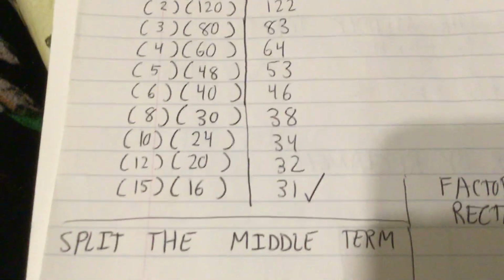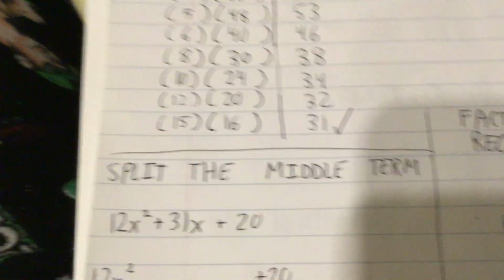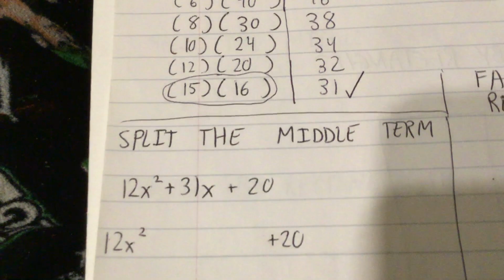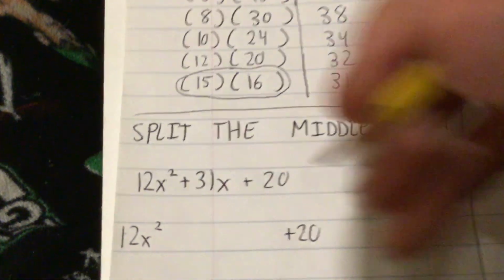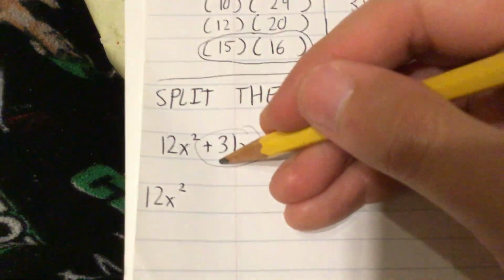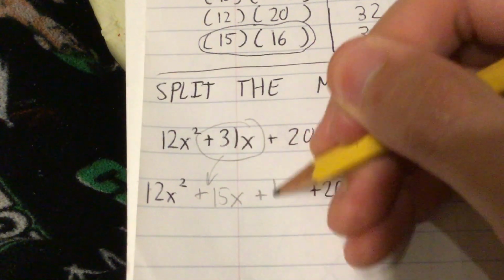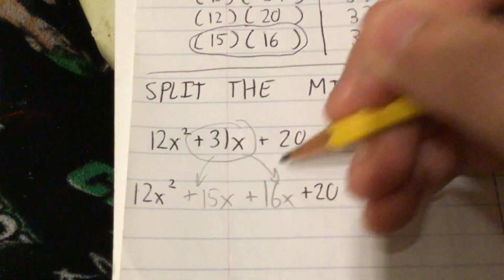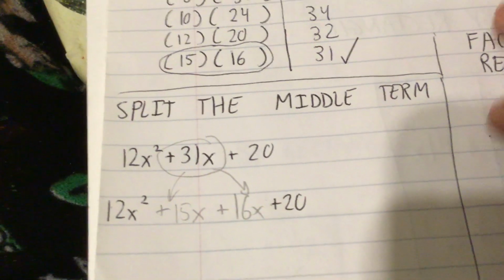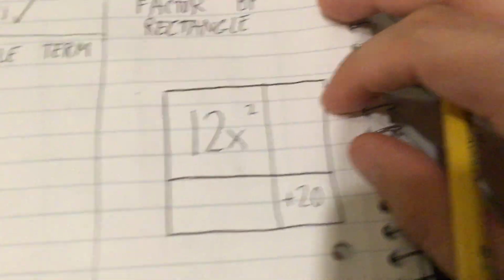No, I gotta split the middle term. So in particular, that 15 and 16 is going to help us split the middle term. It's going to take the positive 31x and make it into positive 15x and positive 16x. Even though it's ridiculous, I'm glad to be in business. So now we're going to go to the last step.